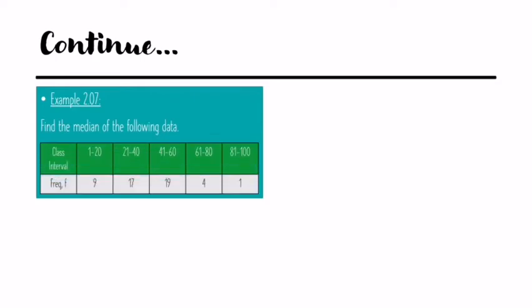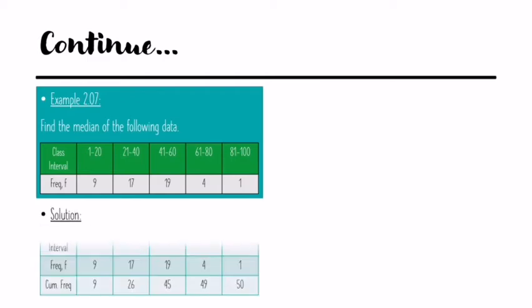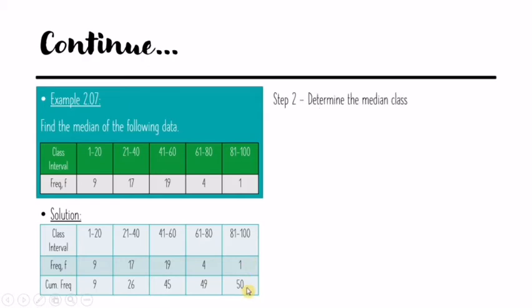So this is our data. We have 5 intervals and the frequency. Solution: you have to find the cumulative frequency first. So 9 plus 0, 9. 9 plus 17, 26. 26 plus 19, 45. 45 plus 4, 49. 49 plus 1 is 50. And after you find the cumulative frequency, the next step is to determine the median class.